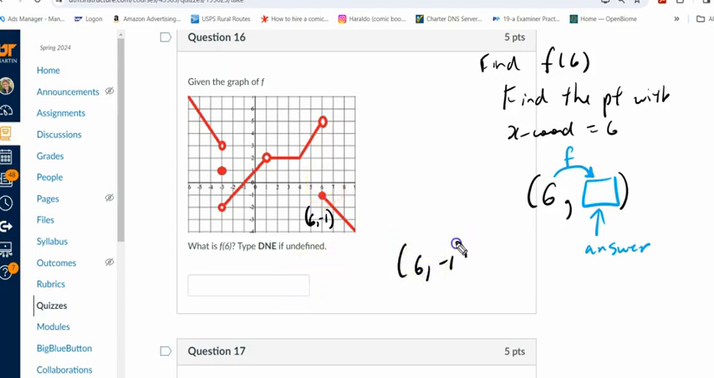So this point is on the graph. What does f do? It maps the x coordinate into the y coordinate. Therefore, f evaluated at 6 is equal to -1. All right, the answer is -1. Come here and I'm going to type in -1.